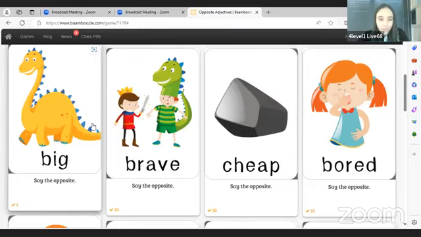Okay, and the correct answer is small. So the opposite of big is small. And the person who answered first is Yusuf. Thank you so much, Yusuf. Thank you, Manal, as well. Yusuf is the winner of this round.